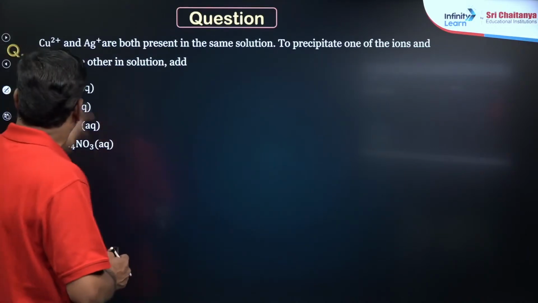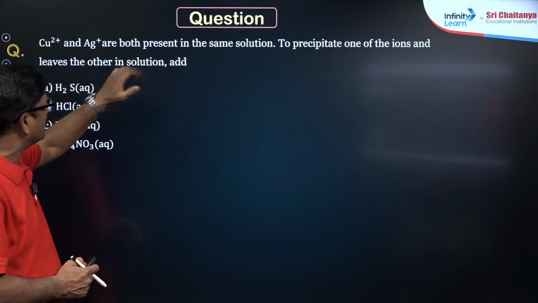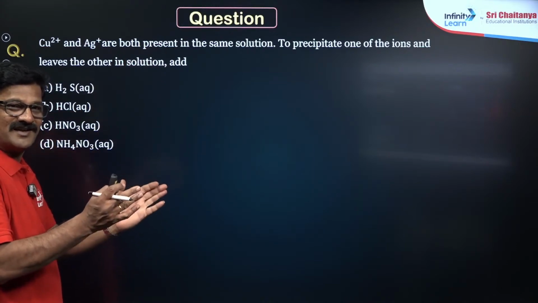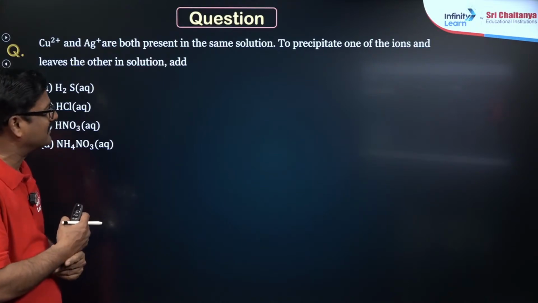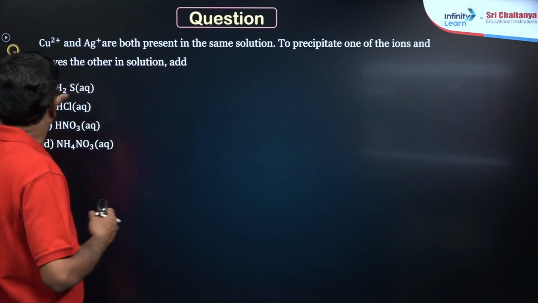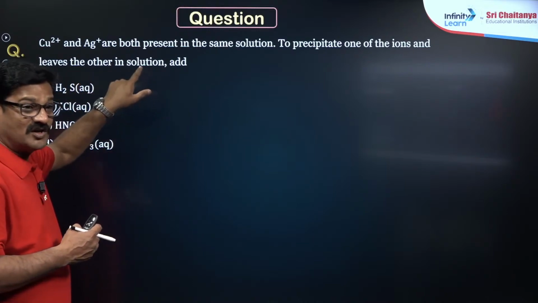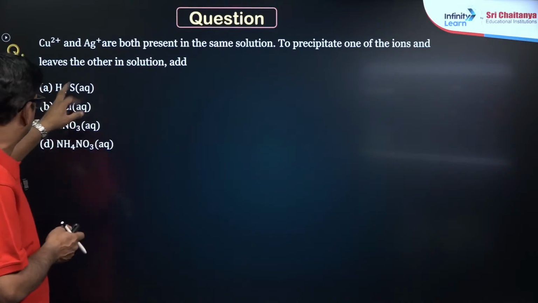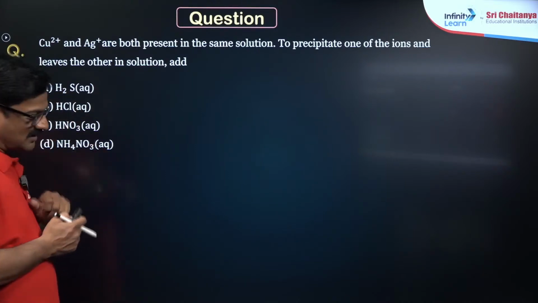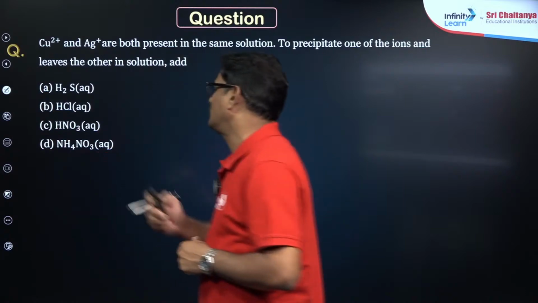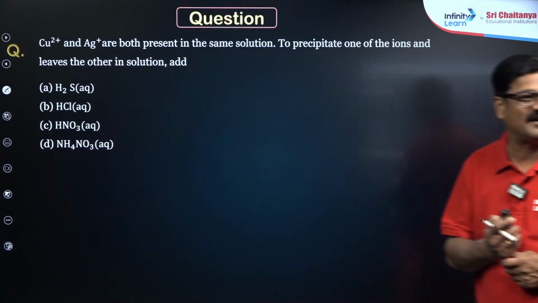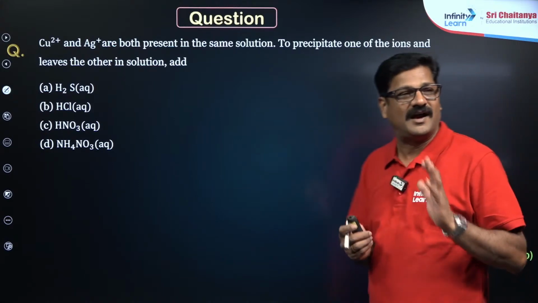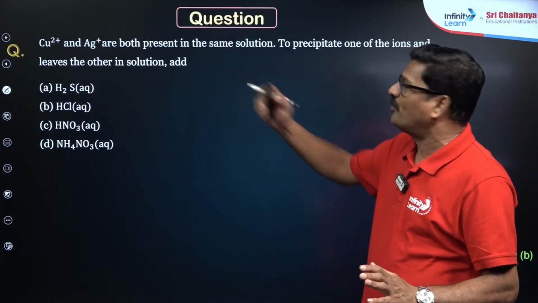और एक चीज़ है, copper 2 plus and silver plus both are present in the same solution, so you have to take a differential precipitation here. To precipitate one of the ions and leave the other not precipitated in the solution, what do I have to add? If you add H2S क्या होगा? If you add HCl क्या होगा? If you add HNO3 क्या होगा? Ammonium nitrate क्या होगा?